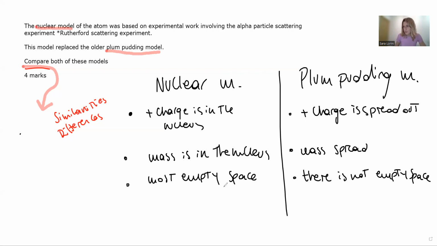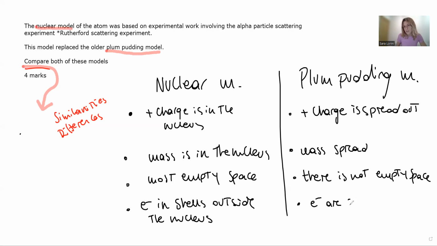What else can we compare? Well, we could say where the electrons are. Electrons are in shells outside or around the nucleus. In the plum pudding model, the electrons are spread throughout the whole sphere. It's easy to lose marks if you don't use comparative language, but I would say those are the key points.